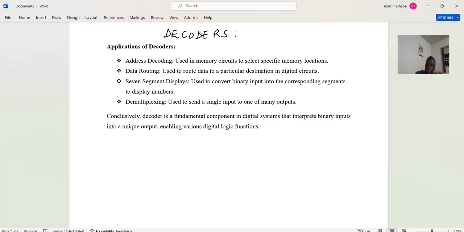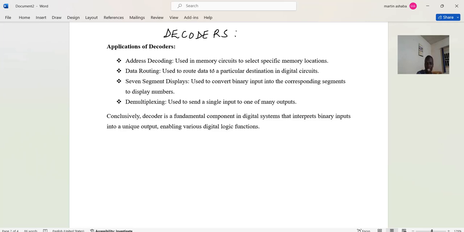Now, in this particular video, we are going to look at an application where decoders are used in 7-segment displays to convert binary input into the corresponding segments to display numbers. Here we mean that if you have your circuit and you enter 0, you want to see it on the screen. And the screen that we are going to use in this application is a 7-segment display.